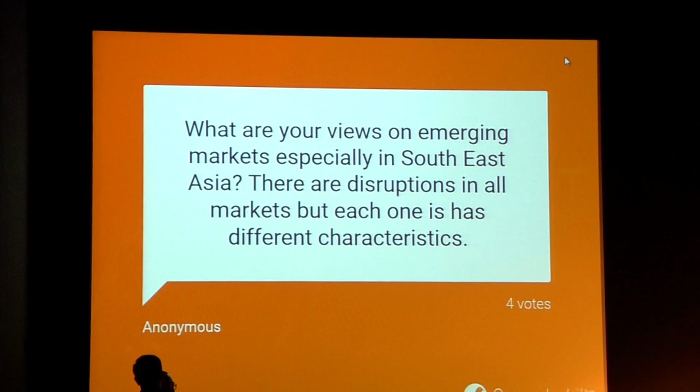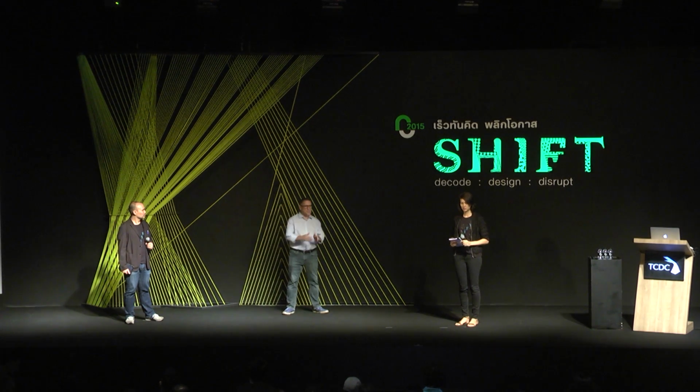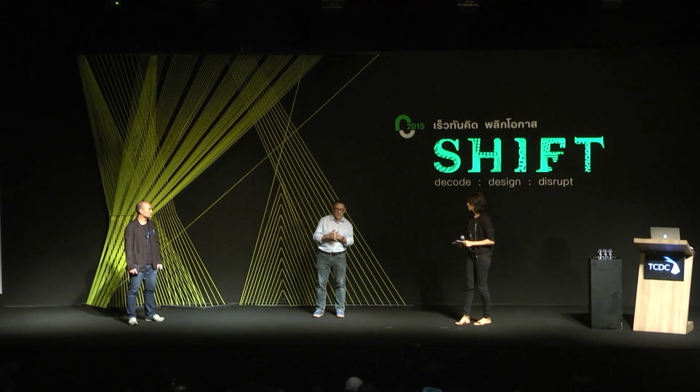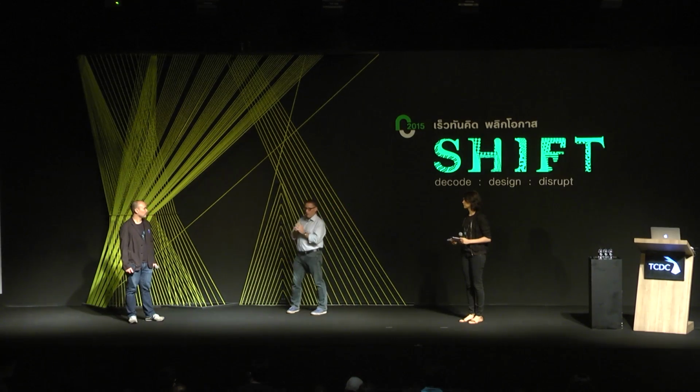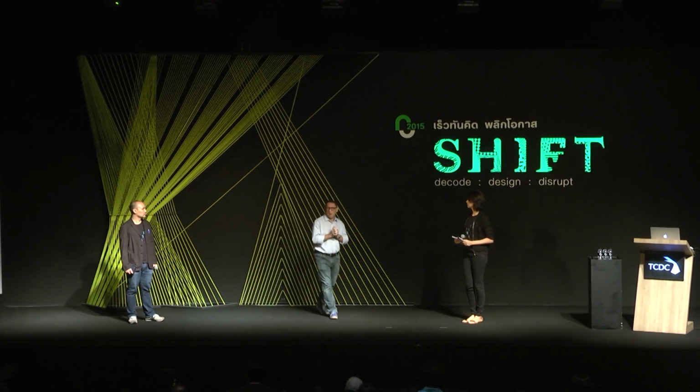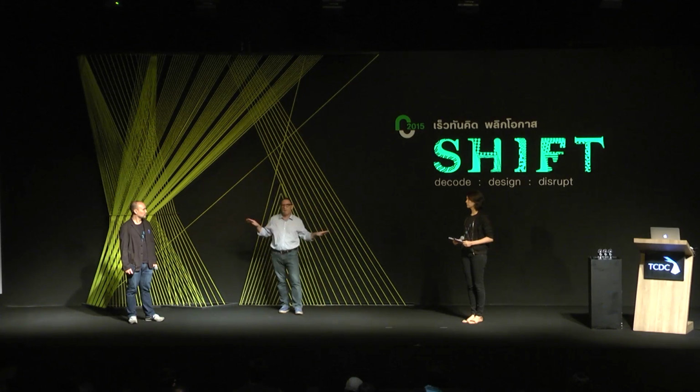What are your views on emerging markets, especially in Southeast Asia? There are disruptions in all markets, but each one has different characteristics. Yeah, it's true. I think it would depend on what kind of product, what kind of service we're talking about. I was working with a global retailer, direct marketing company, and we did some work in Russia, and they were leveraging some work from Latin America. So similar kind of developmental level as Southeast Asia, but people in Thailand and Vietnam would not at all buy. They just wouldn't buy that these insights and the recommendations were relevant for them.